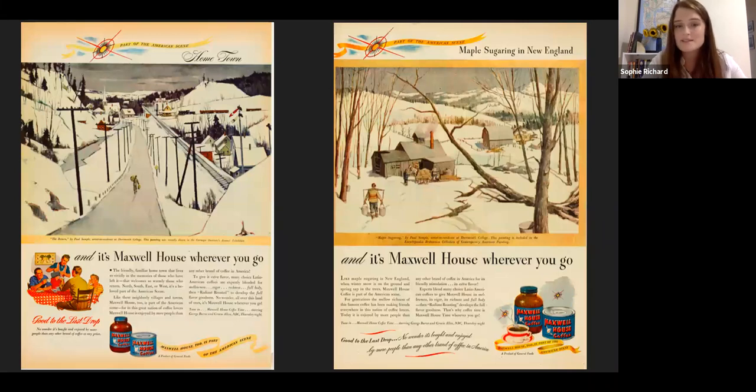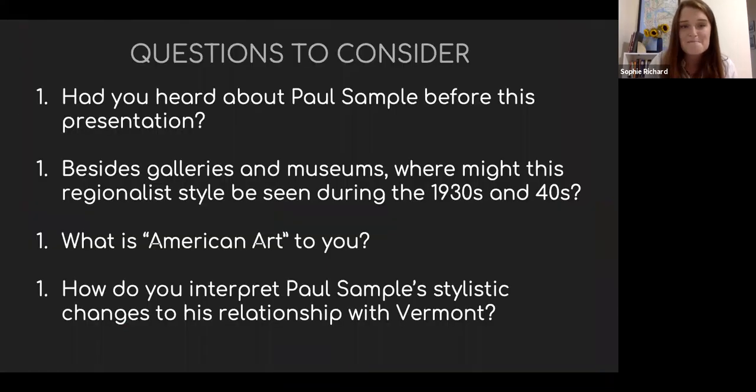Another place we might see these is in advertisements. This is an advertisement for Maxwell House Coffee, and they have used Paul Sample's work. The one on the right we saw during the presentation, the one on the left is new, but it's inviting us to really enjoy the warmth of Vermont, but also juxtaposing it to that snow. The painting on the left is a very friendly scene. You want to go to the town, you want to see what's there. So the regionalist style is used in many different ways, but these are just two. So it'd be interesting if you had seen them anywhere else throughout your time.